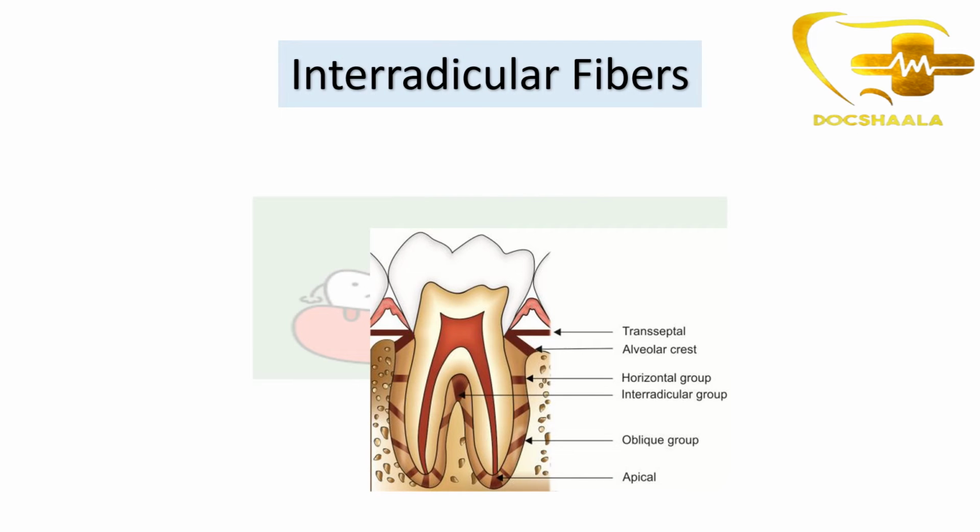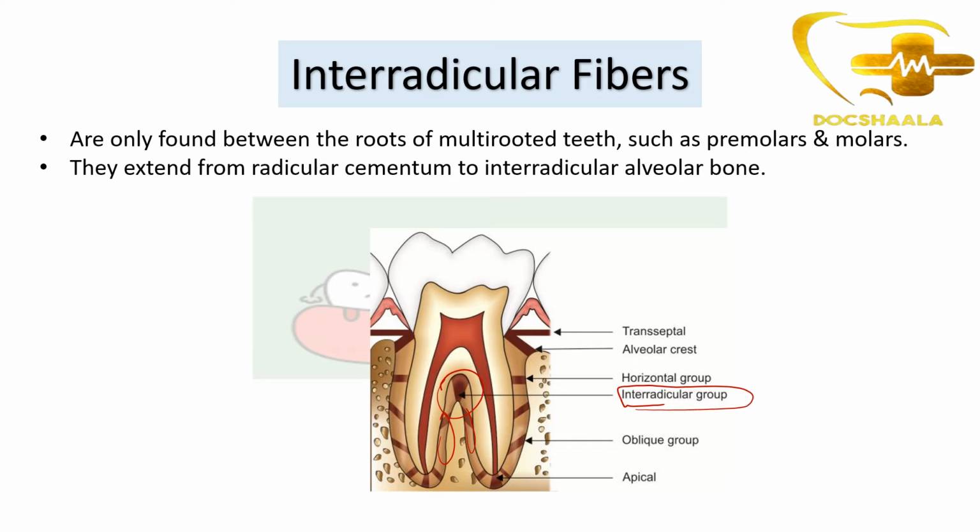Okay, then the interradicular group of fibers. These are present on the inner surface. They are only found between roots of multi-rooted teeth such as premolars and molars. Interradicular fibers are found in premolars and molars alone. They extend from radicular cementum to the interradicular alveolar bone.